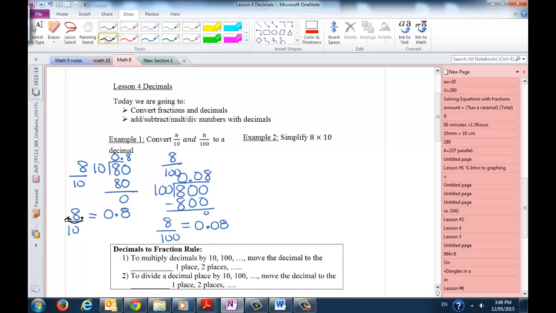Now, notice again, there's an invisible little decimal that is here. We don't put it in for simplicity's sake, but notice that when I divide 8 by 100, the decimal has moved over 2 places. And so we can say that when we divide a decimal by 10 or 100, etc., we move the decimal to the left. And if it's 10, it's 1 place. If it's 100, it's 2 places. If it was 1,000, we would move it 3 places to the left.